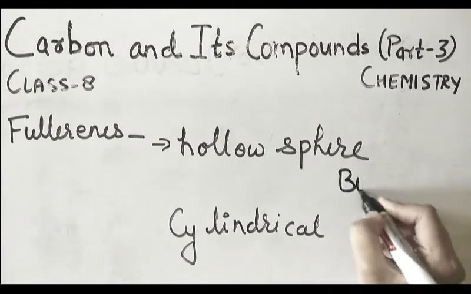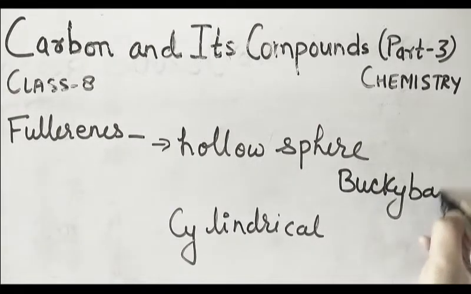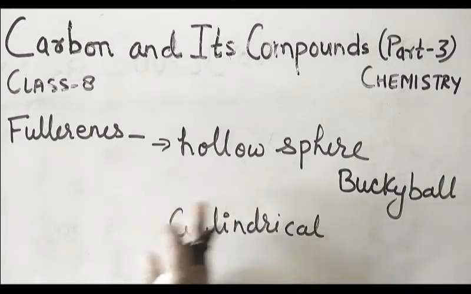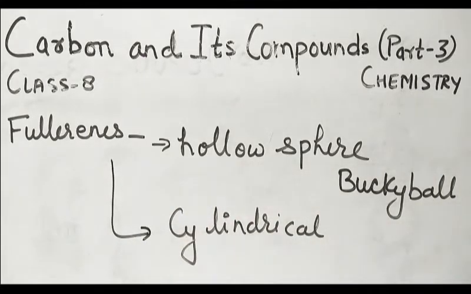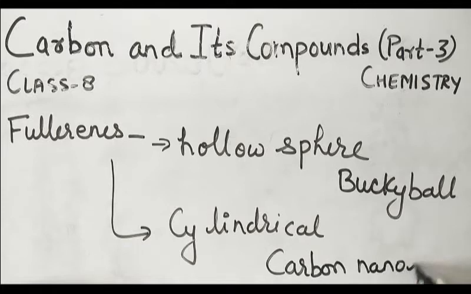If the fullerenes are found in the hollow sphere structure, they are known as buckyball. And if they are arranged to form the cylindrical shape, at that time they are known as carbon nanotube. That means fullerenes are those in which carbon atoms arrange so that they form different structures. If they form the hollow sphere structure, that is known as a buckyball, and if they form the cylindrical structure, they are known as a carbon nanotube.